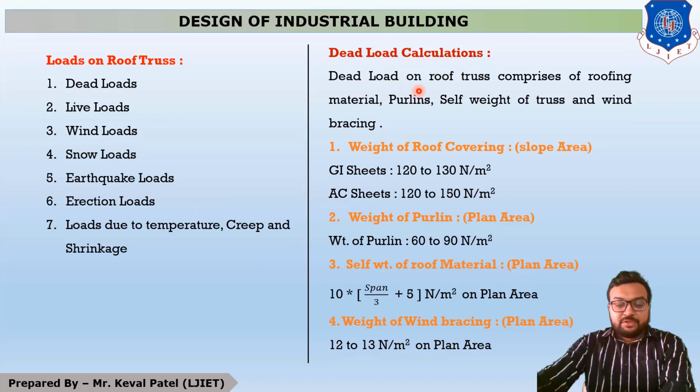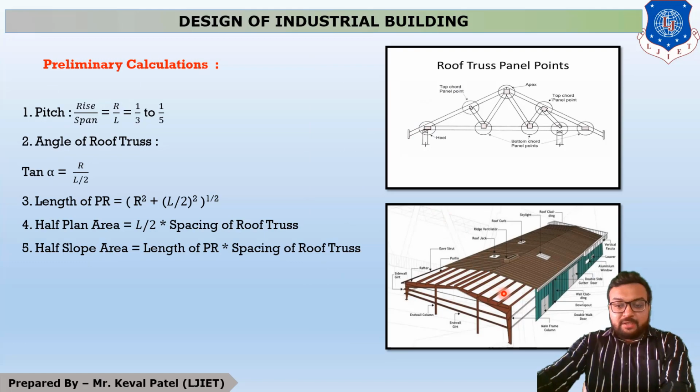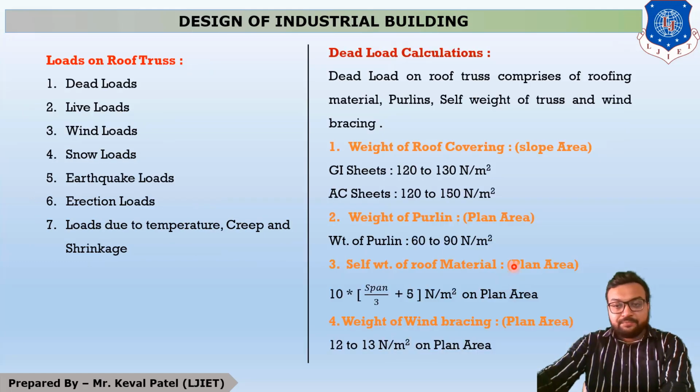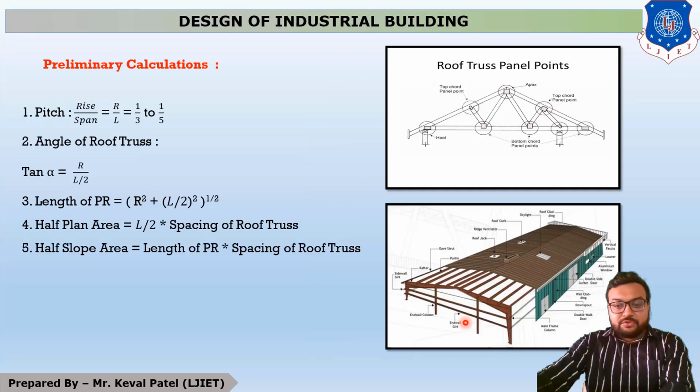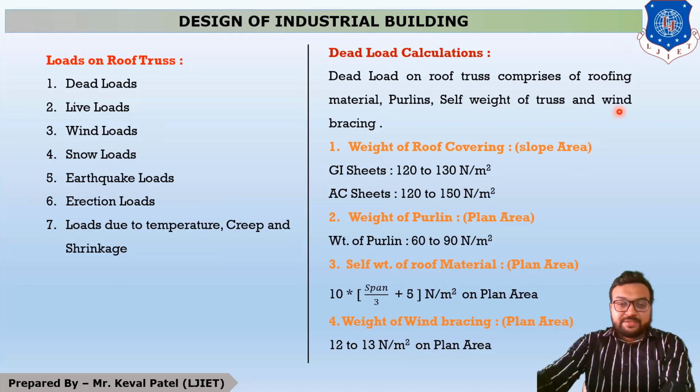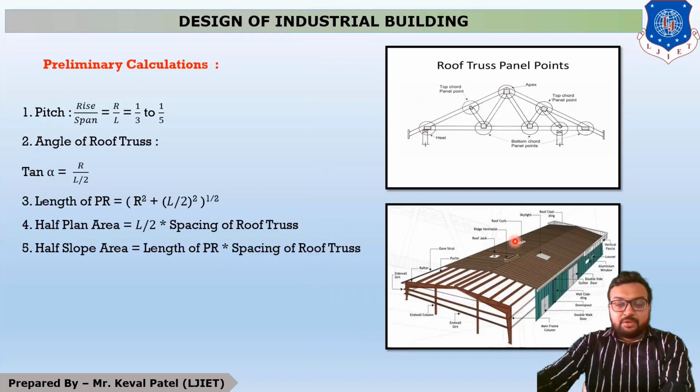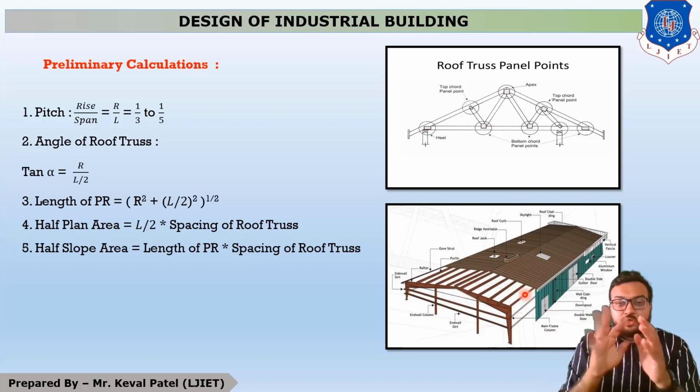In dead load calculation on a roof truss, it comprises roofing material, purlin. You can see that this is the purlin, and the weight of the purlin is also there. Weight of truss, so this is all the weight of the trusses. And at last, wind bracing. Wind bracing cannot be seen over here, but wind bracing will be like this, cross bracing over here. So these four loads you have to keep in your mind whenever you have to calculate dead load on an industrial building.